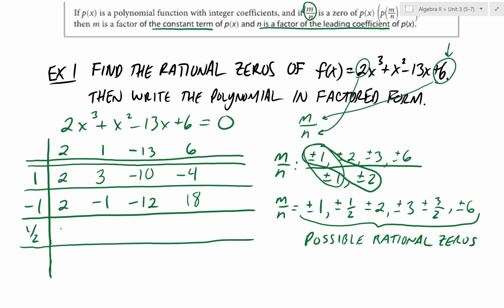So if we do 1/2, 1/2 of 2 is 1. Add it, we get 2. 1/2 of 2 is 1. Add it, we get negative 12. 1/2 of negative 12 is negative 6. Add it, and we get 0. So we just found one. We found one that works. We're trying to get a 0 at the end, and we got a 0.